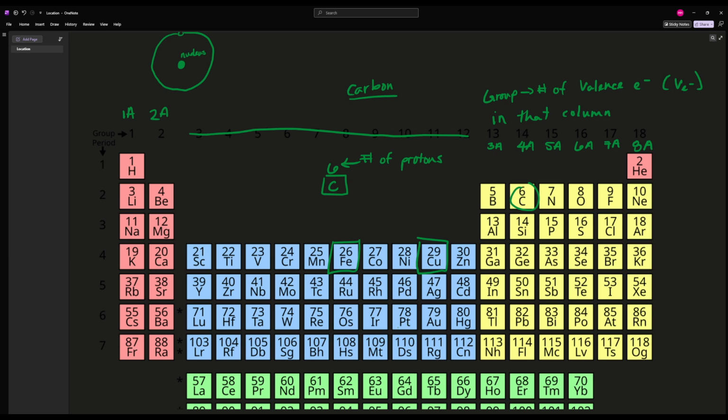Yeah, iron and copper for now. Sometimes you'll see the other associated ones scattered around. Okay. Anyways, back to our main group.